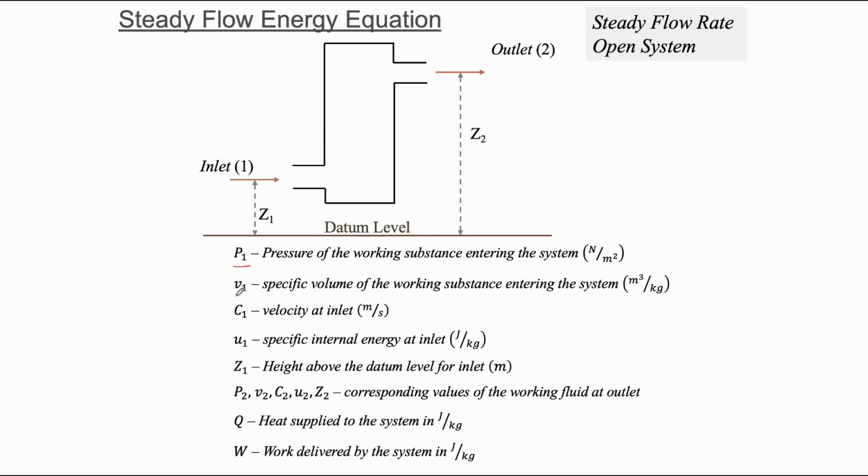For example, pressure, specific volume, velocity, then specific internal energy, height above the datum level are all going to be given with subscript 1, whereas the values of working fluid at the outlet will be given with subscript 2, and heat supplied will be represented by Q and work delivered by the system will be represented by W. To derive the steady flow energy equation, let's write the total energy entering the system.